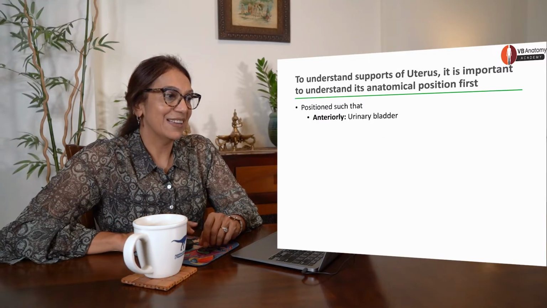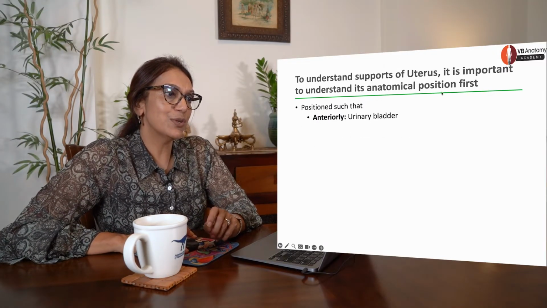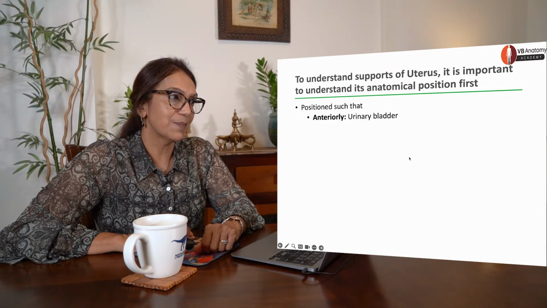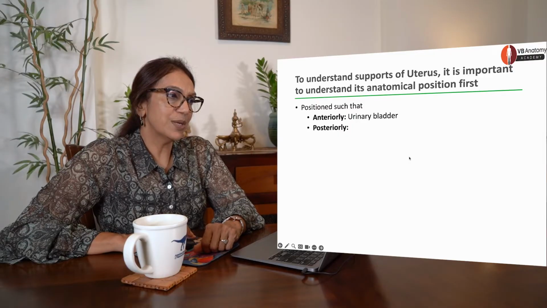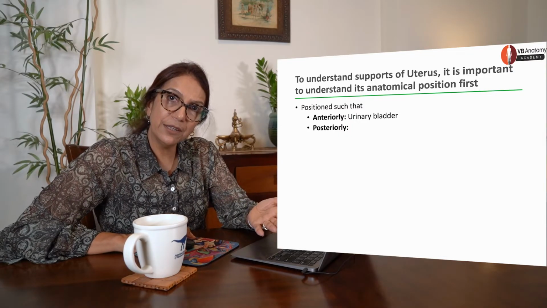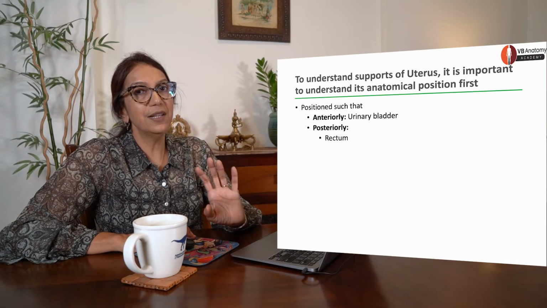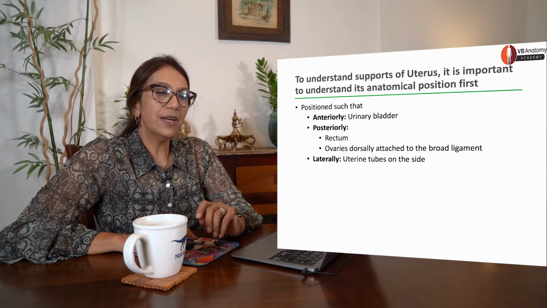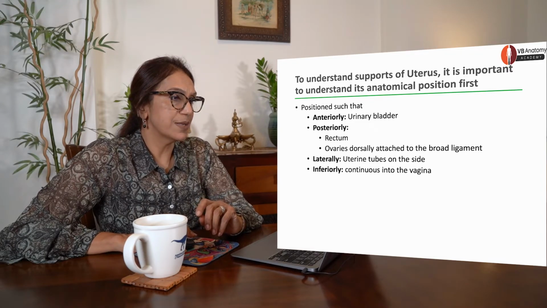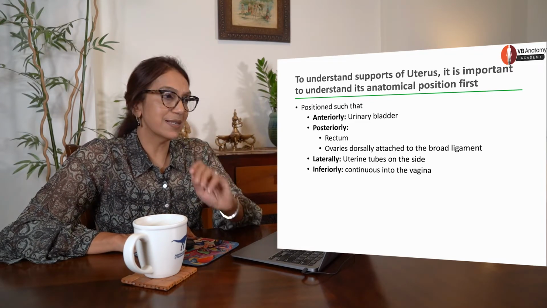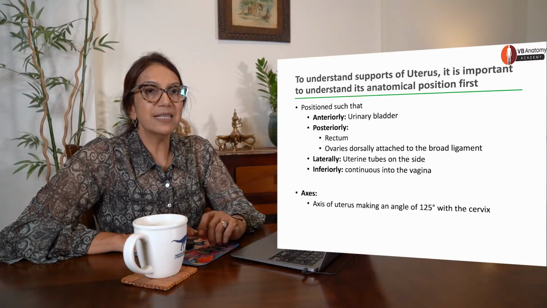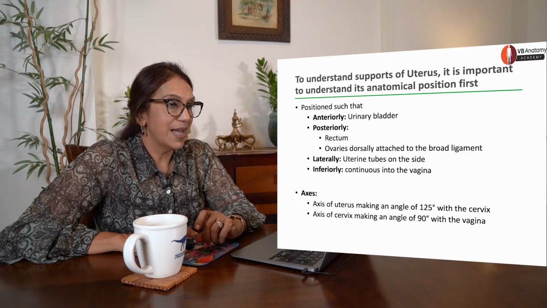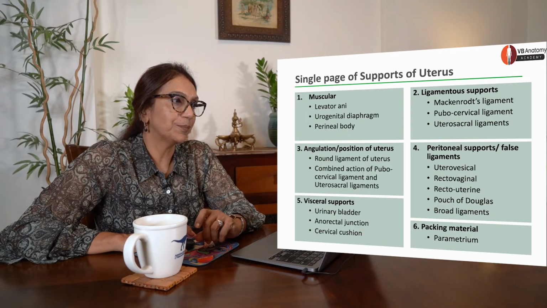Let's discuss that. To understand the supports of the uterus, it's important to understand the anatomical position first. The uterus is situated such that it's anteriorly related to the urinary bladder, posteriorly related to the rectum and the ovaries, laterally related to the two uterine tubes, and inferiorly continues as the vagina, and its axis is anteflexion 125 degrees, anteversion 90 degrees.